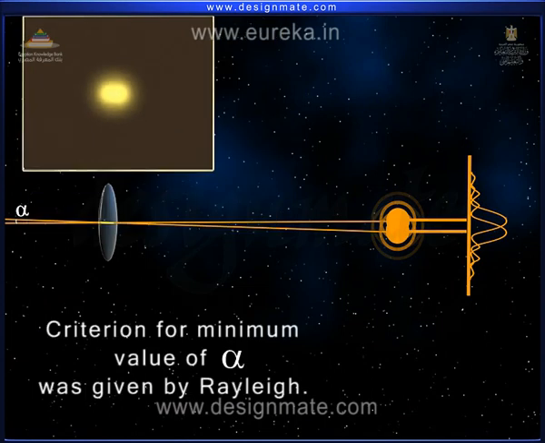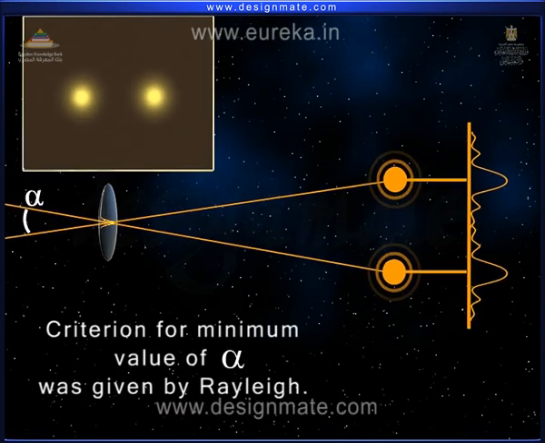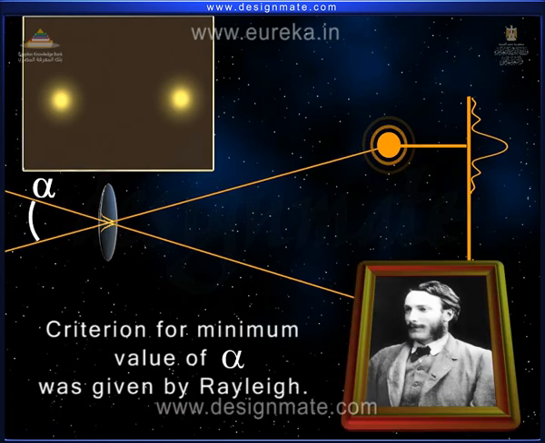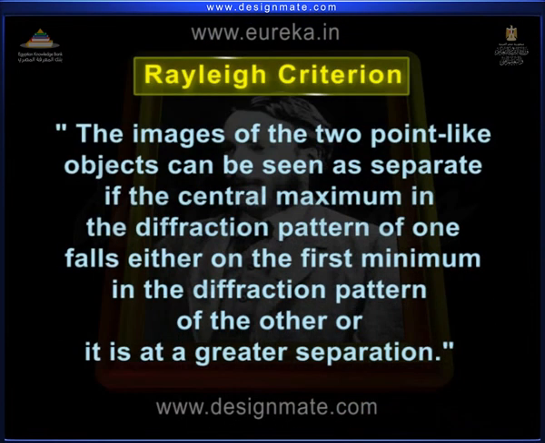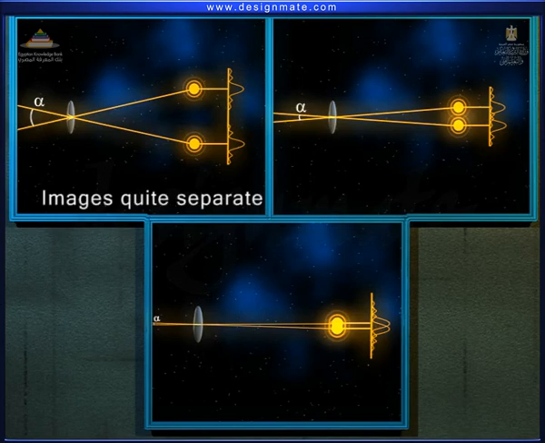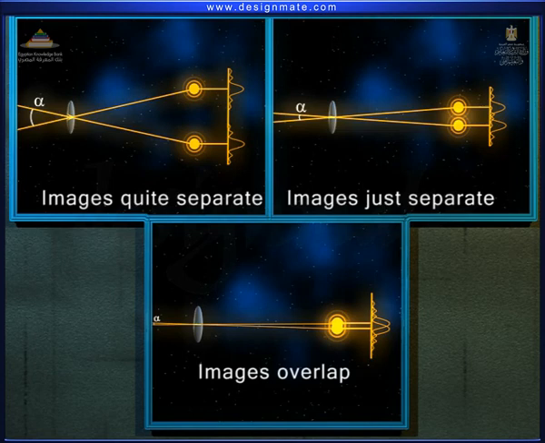The criterion for what should be the minimum value of alpha to get the distinct and separate images of the two stars was given by Rayleigh. The images of the two point-like objects can be seen as separate if the central maximum in the diffraction pattern of one falls either on the first minimum in the diffraction pattern of the other, or it is at a greater separation. The three situations, that is, when the images are quite separate, when they are just separate, and when they overlap, are shown here.